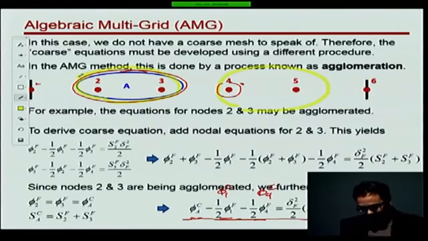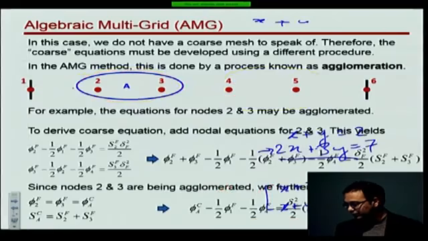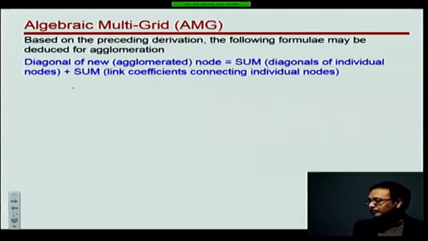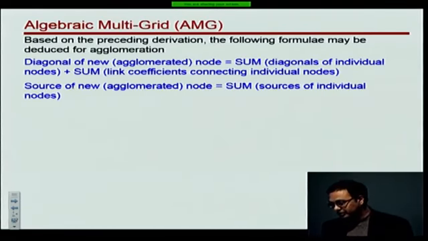Now, what's interesting is, this is kind of straightforward, what we just derived here, but what do we get out of all this? What we get out of this are some formulas. This formula says that the diagonal of the new agglomerated node is the sum of the diagonals of the individual nodes, meaning the fine mesh nodes, plus the sum of the link coefficients connecting individual nodes. I'll demonstrate that to you in a moment. And the new agglomerated source is the sum of the sources of the individual nodes. These are 2 important formulas we get out of this derivation that I showed you on the previous page.